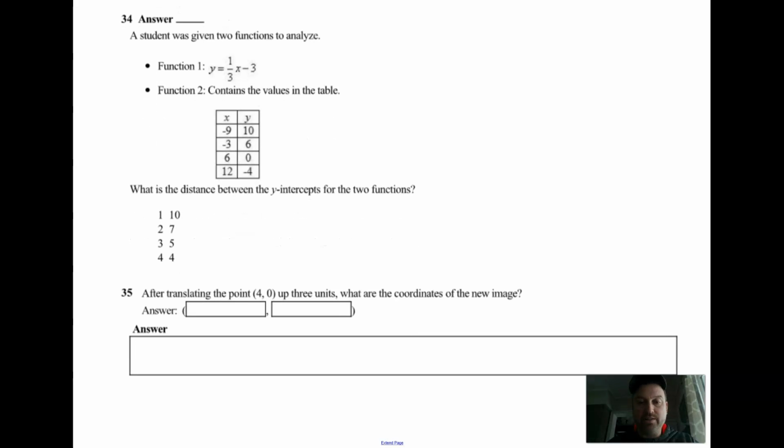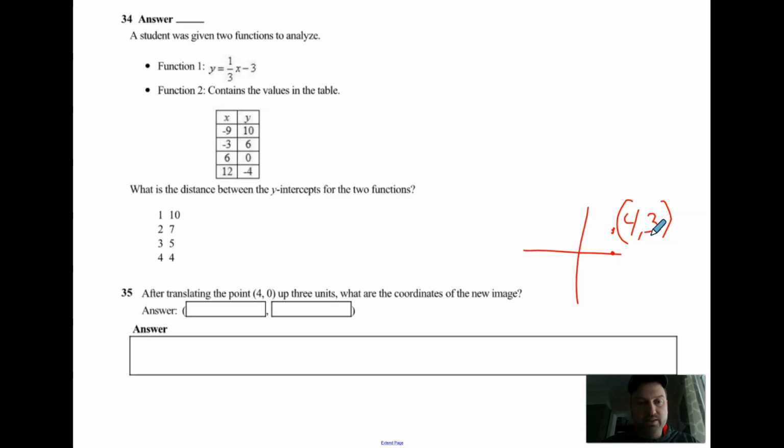35. After translating the point 4, 0 up 3 units, what are the coordinates of the new image? Well, you could just quick draw this. I'm at 4, 0, and I go up 3. I'm now at 4, 3. Voila.